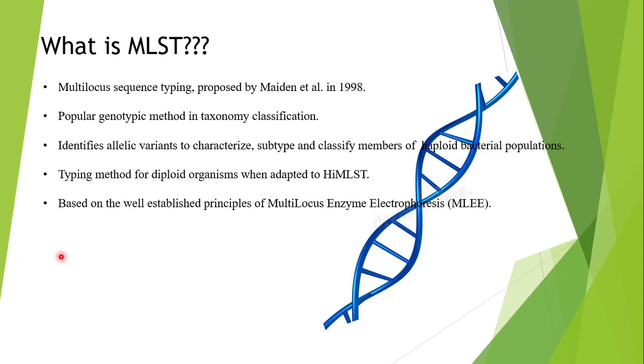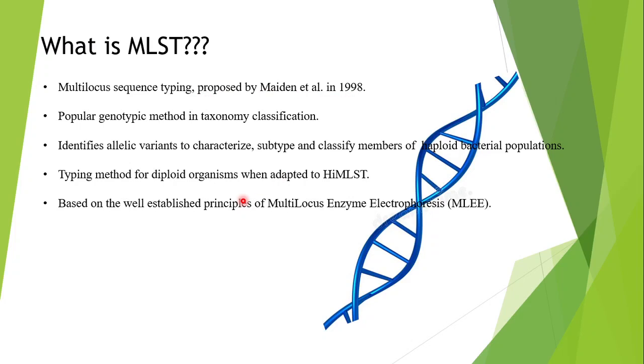However, mutations in a gene can give rise to multiple variants and a series of alternating expressions. This concept of multiple alleles, of multiple genes that are situated on multiple loci, has been exploited in MLST. MLST is a popular genotypic method for taxonomical classification and was first proposed by Maiden in the year 1998.